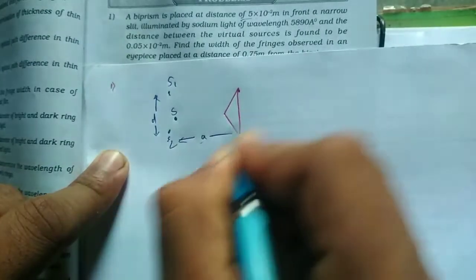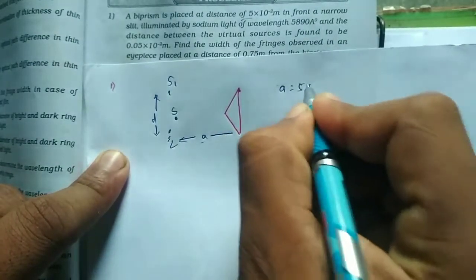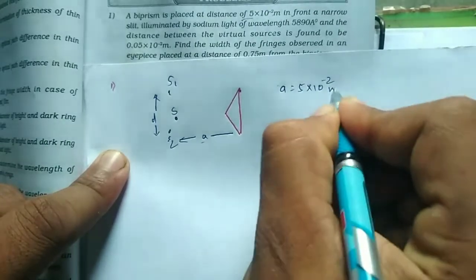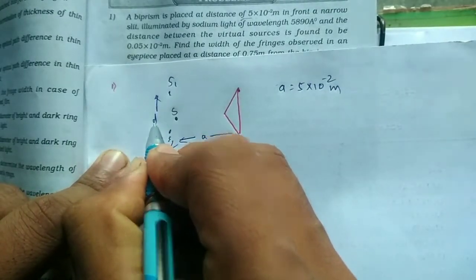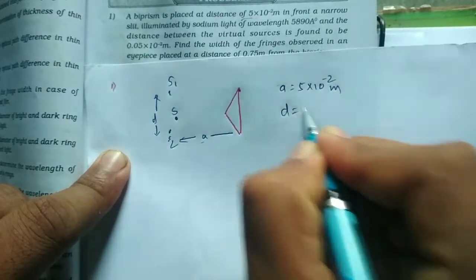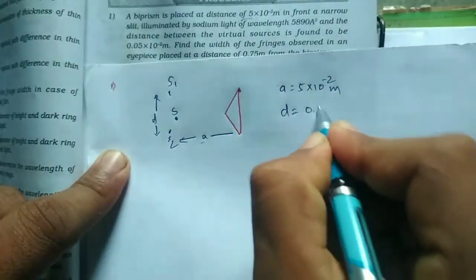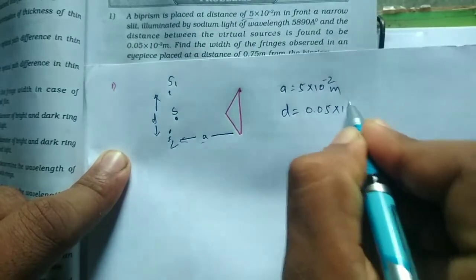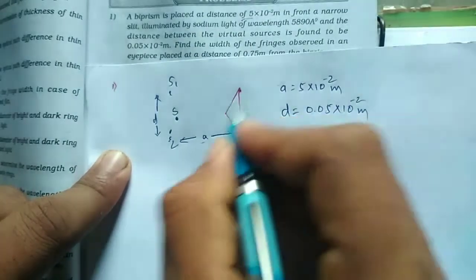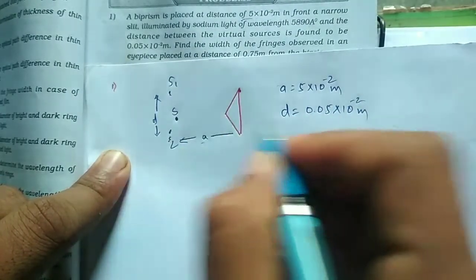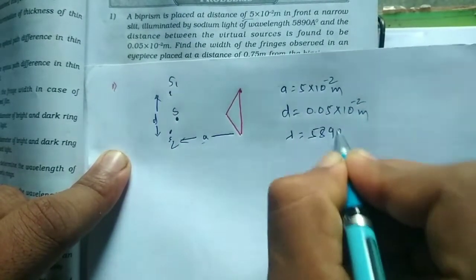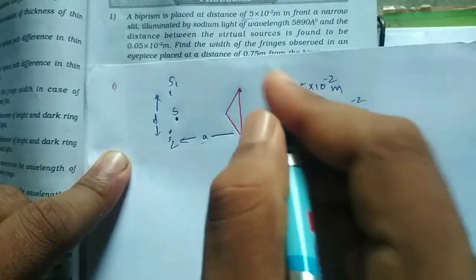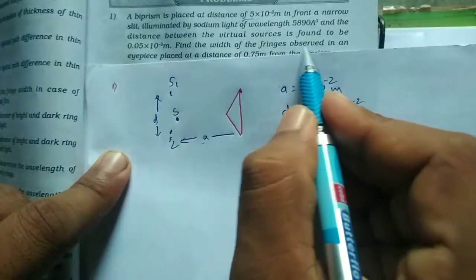So a is 5 × 10^-2 meter, and the distance between the two virtual sources, d, is 0.05 × 10^-2 meter, and the wavelength of this light source is lambda equal to 5890 angstrom. Then find the width of fringes.